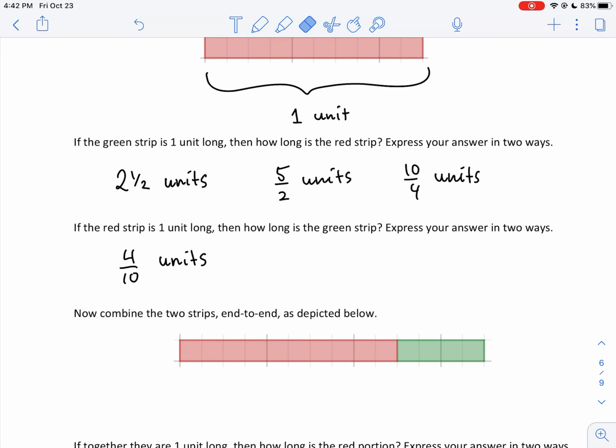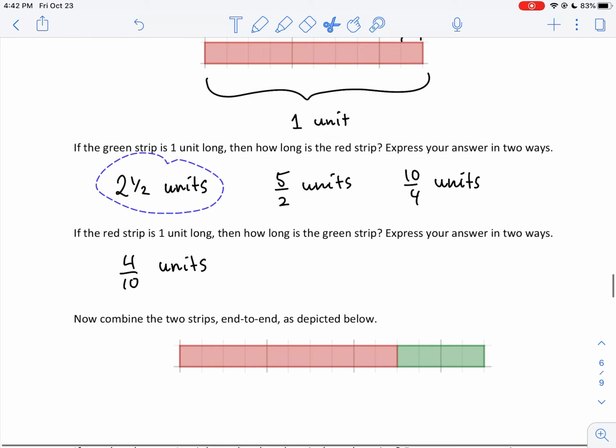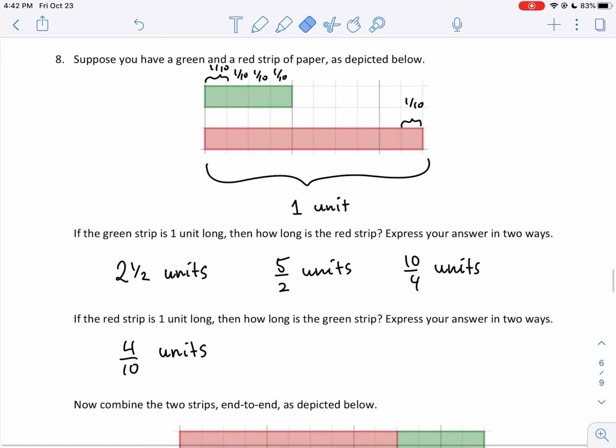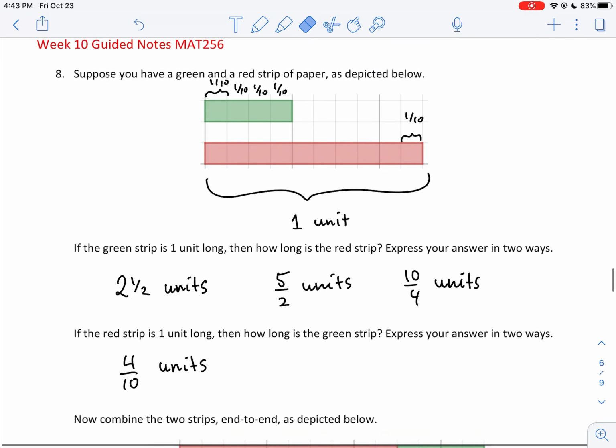This says express your answer in 2 ways. Well, could I do a mixed number for this? Well, no, I couldn't, because if the red is 1 unit long and the green is shorter, then the green can't be written as some whole amount plus some non-whole amount. So there's not a way to write the green length as a mixed number because it's less than 1. It's less than 1 unit long. So we need a second way, though, to write 4/10, and I think you're probably seeing it.